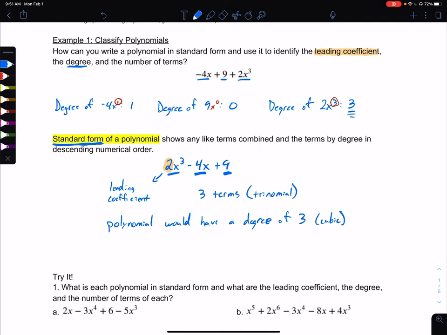Whatever your leading term is, again, this is our leading term. This tells us a lot. That's going to give us the leading coefficient, and it is going to give us the degree of the polynomial. And that's really it. It's as simple as it can seem. You're really just looking at how many terms you have, the exponents to determine the degrees, and you want to put them in order. Standard form would be descending numerical order by degree.